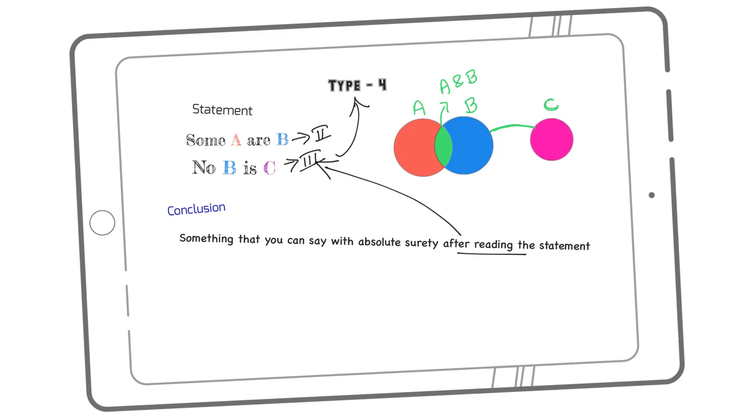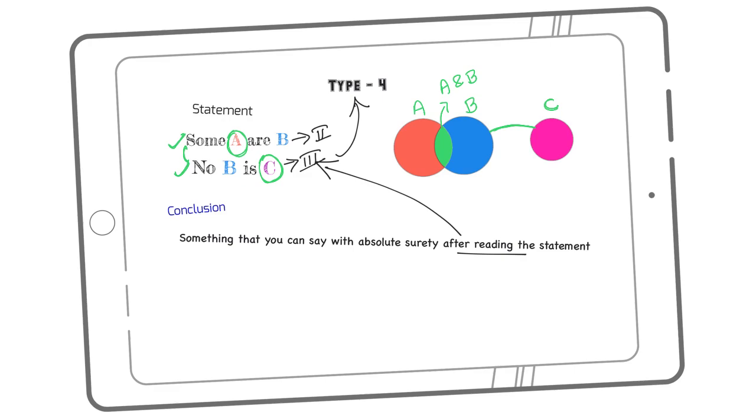Now what can I say about A and C? Why are we not talking about A and B? Because this is my type 2, and I already know the conclusion for this. This is my type 3, and I already know the conclusion for this. But now I'm combining the two, and that's where it is different. If I combine the two, I need to conclude about A and C. So what can you say about A and C?